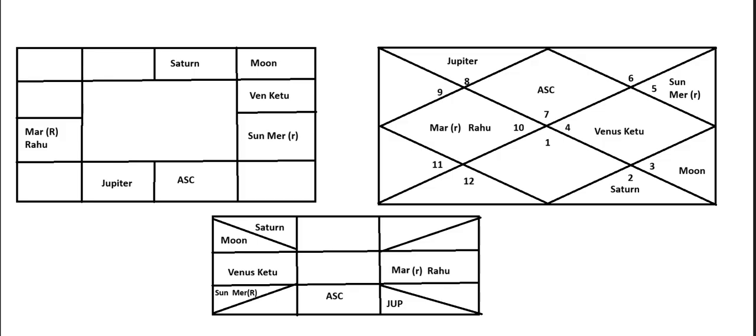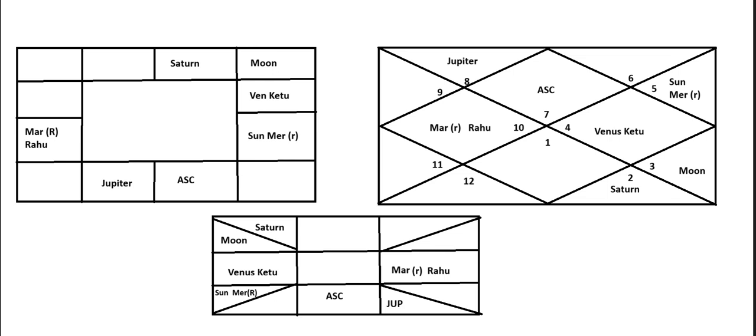In the 10th house, Venus and Ketu are there. Venus is under Aslesha Nakshatra, and Ketu is also under Aslesha Nakshatra. Then Sun is in the 11th house with retrograde Mercury. Sun is under Magha Nakshatra in the 11th house, and retrograde Mercury is under Purva Falguni Nakshatra.